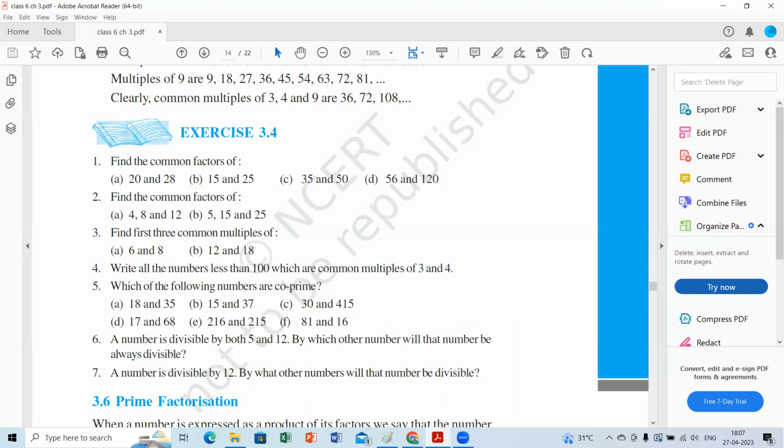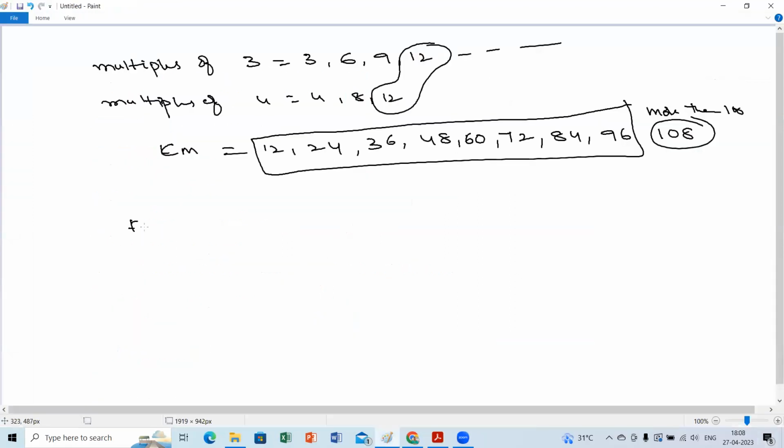Now, which of the following numbers are co-primes? Your task is question number 5. Now, my question to Soumya. Are you there? Soumya, check once whether 18 and 35 are co-primes or not. How to check co-primes, children? You have to write factors of 18 and factors of 35.